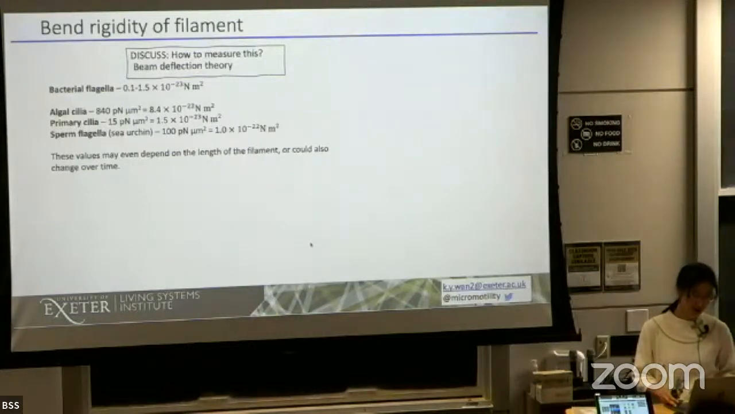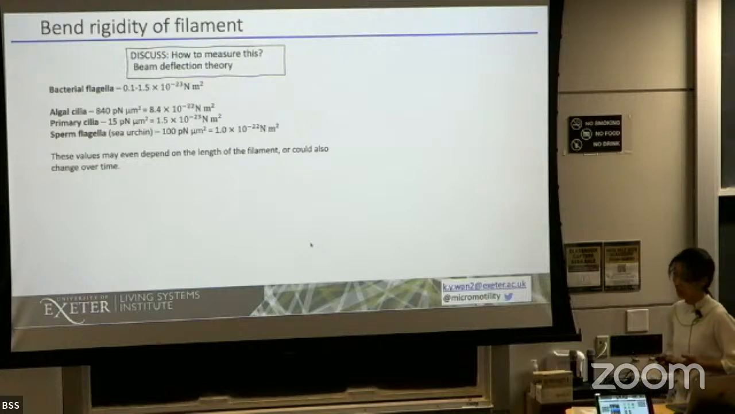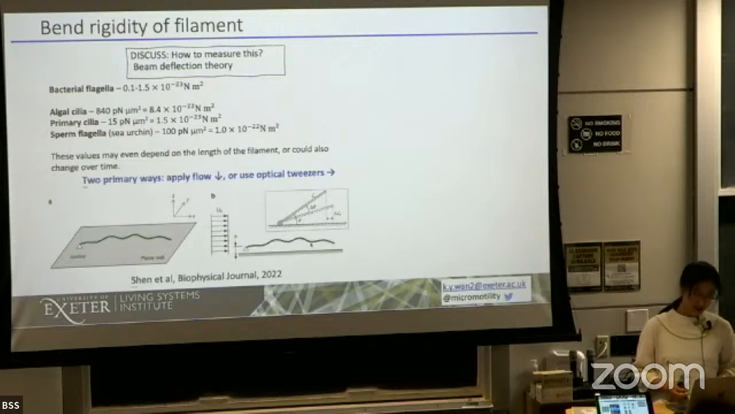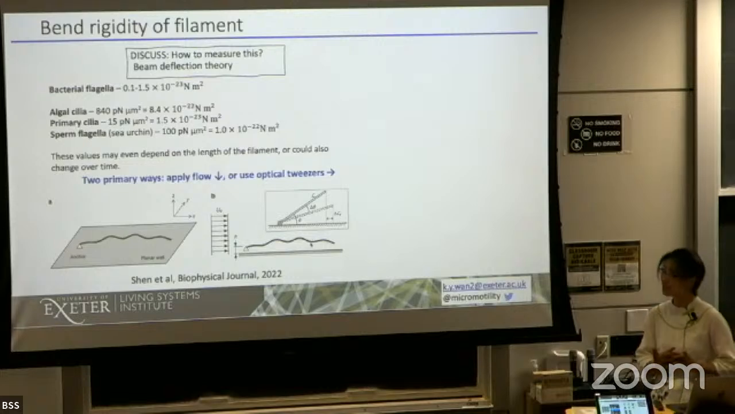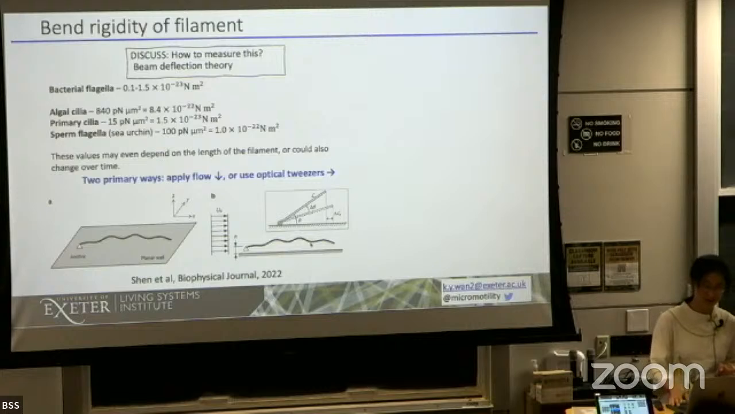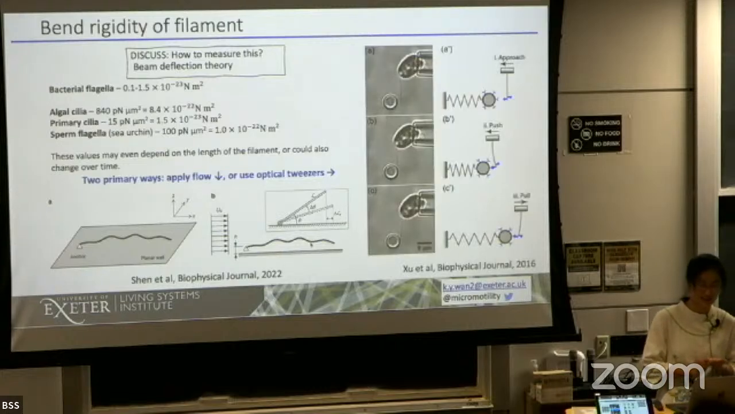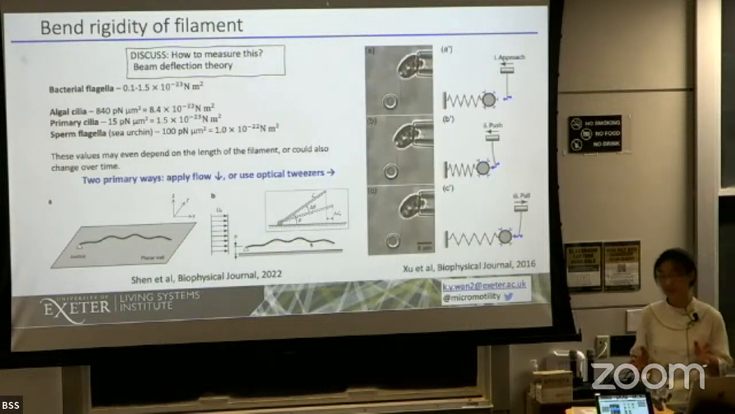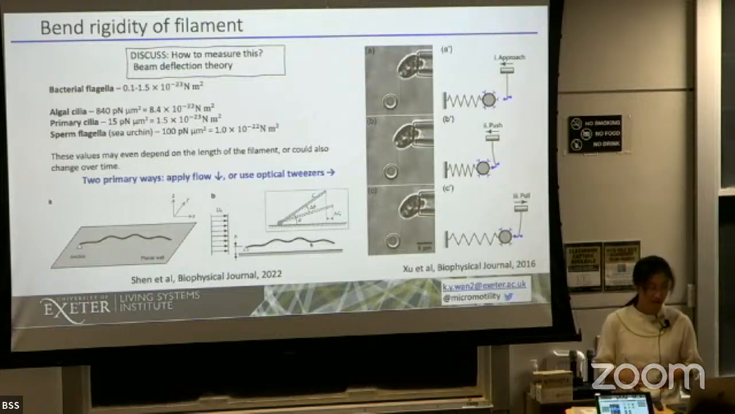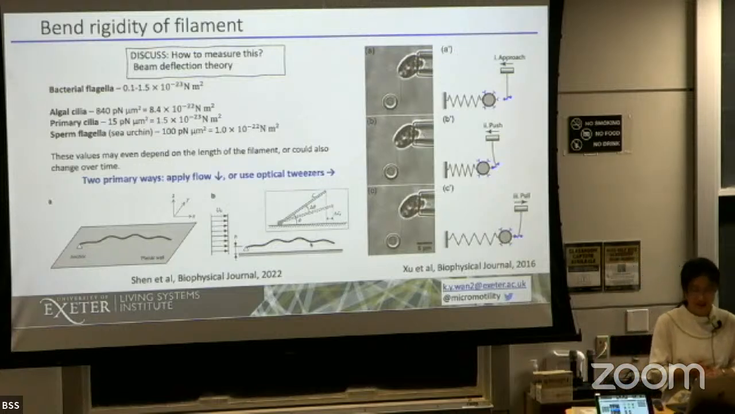I won't talk too much about that. But these have bending rigidity that's around an order of magnitude less. Okay, so how did people go about measuring this parameter? And so there's a variety of ways. I would say that this can be summarized into either subjecting these filaments to flows, or subjecting them to some sort of controlled load.